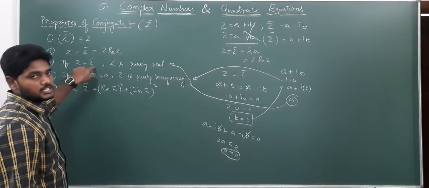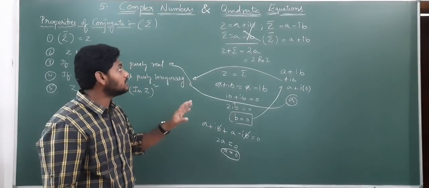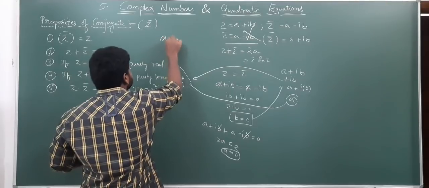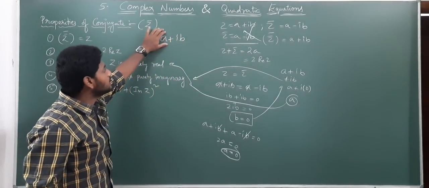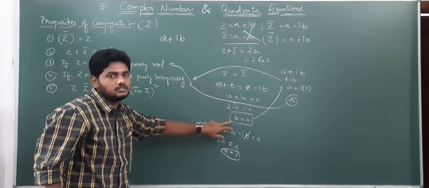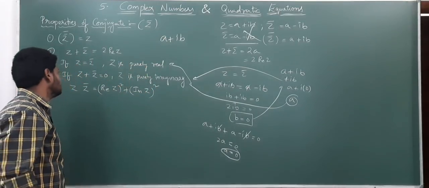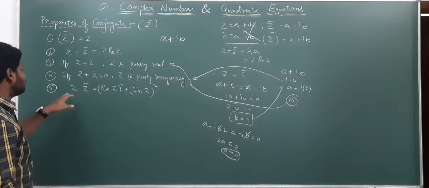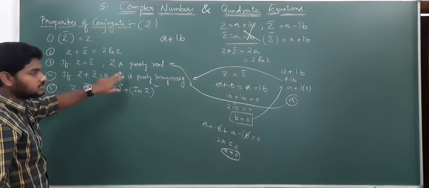Then that is nothing but purely imaginary. Remember, if z is equal to z bar, z is purely real. Purely real means in that complex number only the real part should exist, the imaginary part will be 0. Purely real means b should be 0. Purely imaginary means a should be 0. So remember that condition.